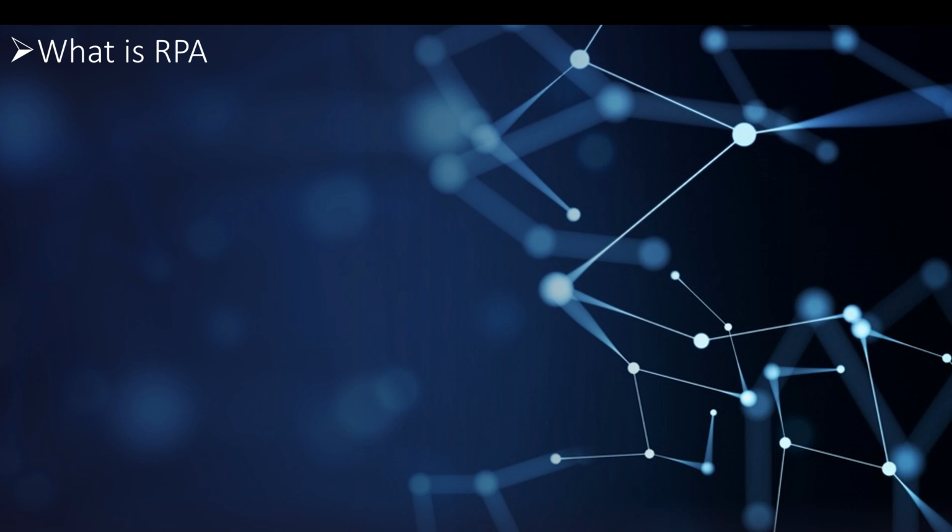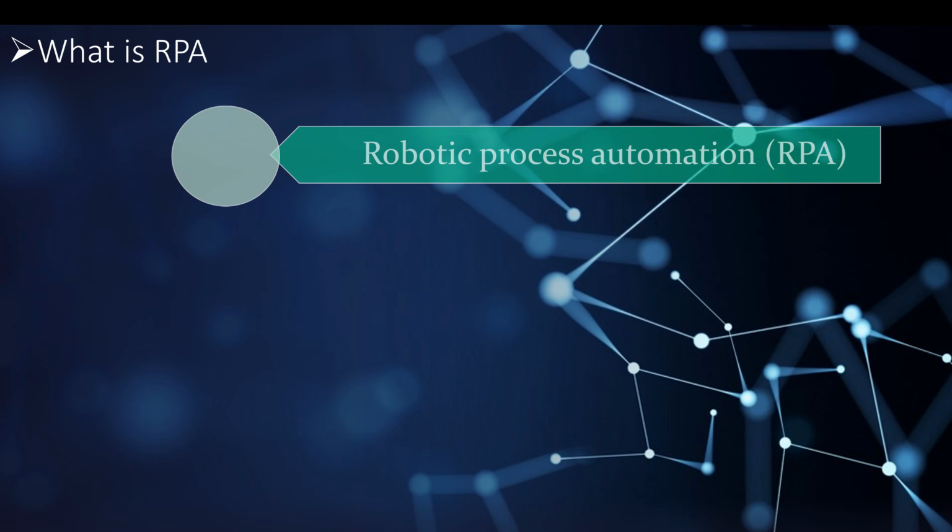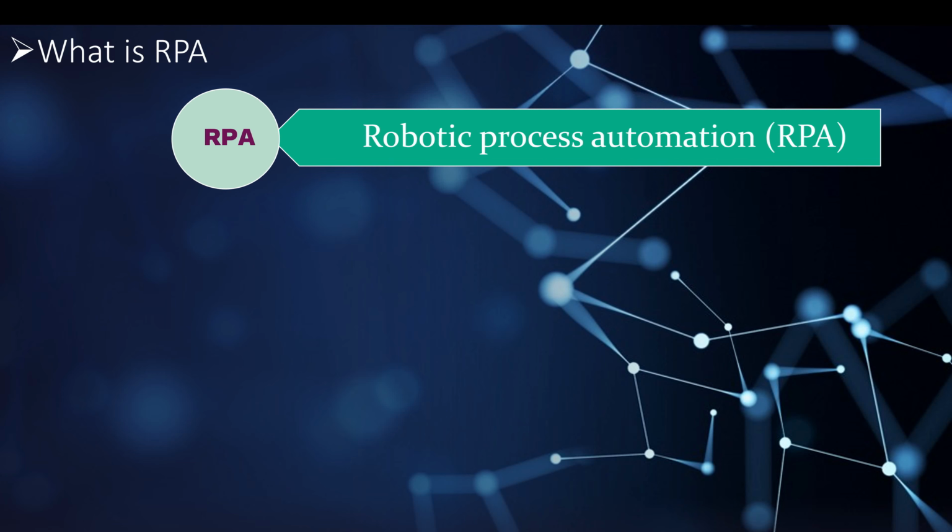What is RPA? RPA, robotic process automation, robots, all these became buzzwords during these days, right? So you might get interested to see what this means. So let's learn the full form of RPA. RPA stands for robotic process automation. R stands for robotic, P stands for process, A stands for automation.